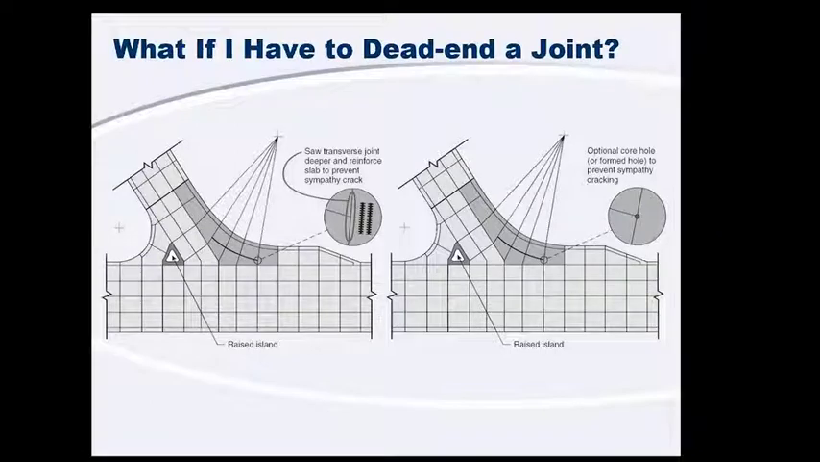Occasionally you'll run into a dead-end joint or have some interior corners, and there are a few different ways to handle this. You can see here on the left we have an interior corner. So what we're going to end up doing is throwing a couple rebar in there, and what's going to happen then is if we get a sympathy crack in this section over here, the rebar is there to hold that crack really tight. The other option is we can form a hole in there, or we can core a hole in there, and that'll alleviate the cracking as well.